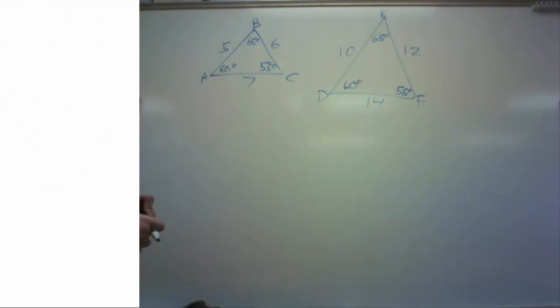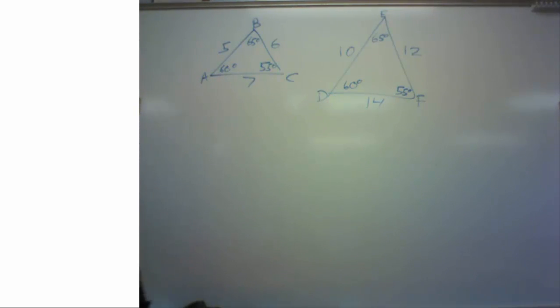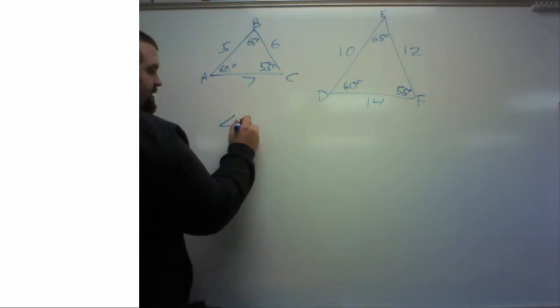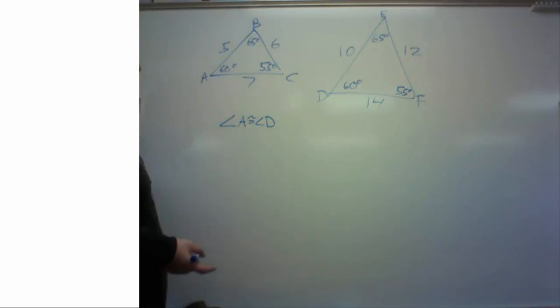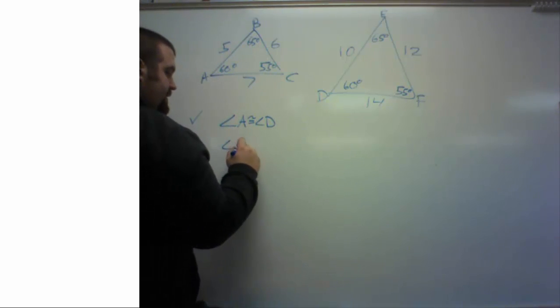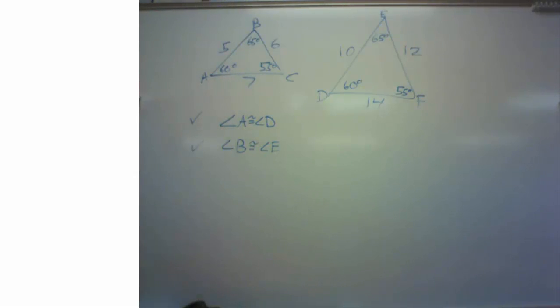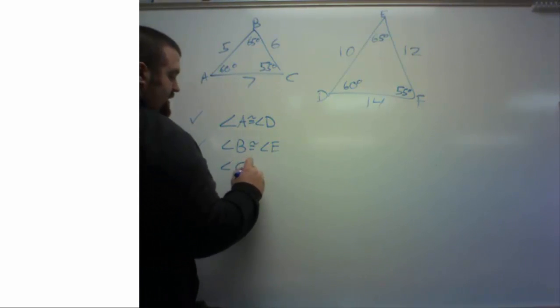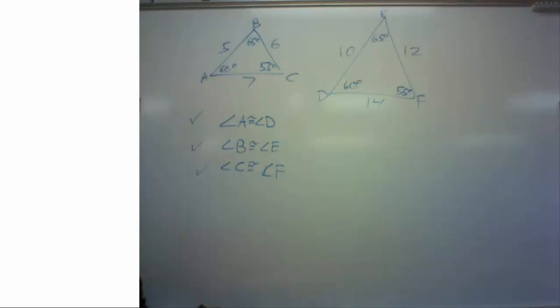Alright, so this is what I have. Well, if I look at the angles first, angle A and angle D have the same exact measure. So I know that angle A and angle D are congruent because they have the same measure. Angle B and angle E are congruent. Same measure, 65 degrees. And last but not least, angle C and angle F are congruent. Again, same reason, but this time it's 55 degrees. All the angles match up. But that's not enough yet.